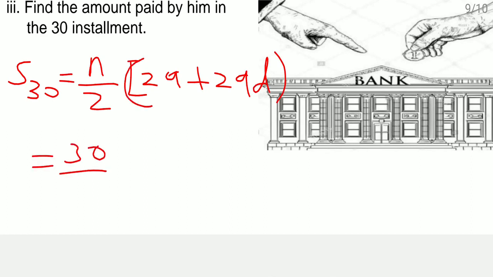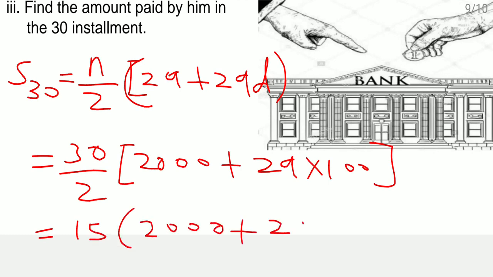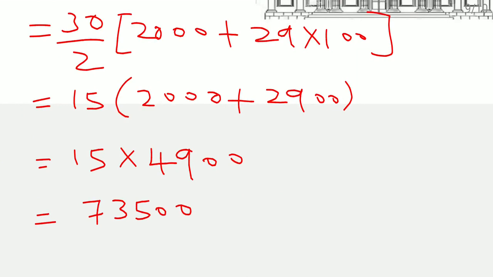So this is 30 by 2. Value of a is 1,000, so it became 2,000 plus 29 into d. Value of d is 100. So this one is 15 in the bracket 2,000 plus 2,900 here. So that is 15 into 4,900. So 15 into 4,900 comes as 73,500. Okay. So this much money is paid till the 30th installment.